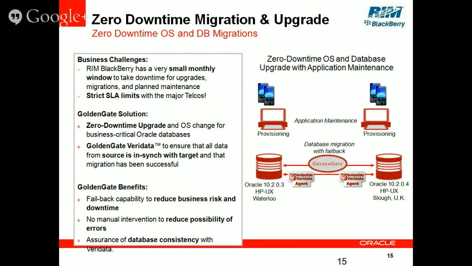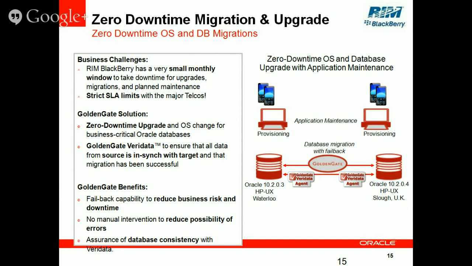So GoldenGate provides the best solution for such companies. GoldenGate provides zero downtime upgrade and OS change for business critical Oracle database. There is one more product of Oracle GoldenGate, that is GoldenGate Veridata. It ensures that your production main site and your DR site of GoldenGate are in sync with each other, and the migration of data is successful.